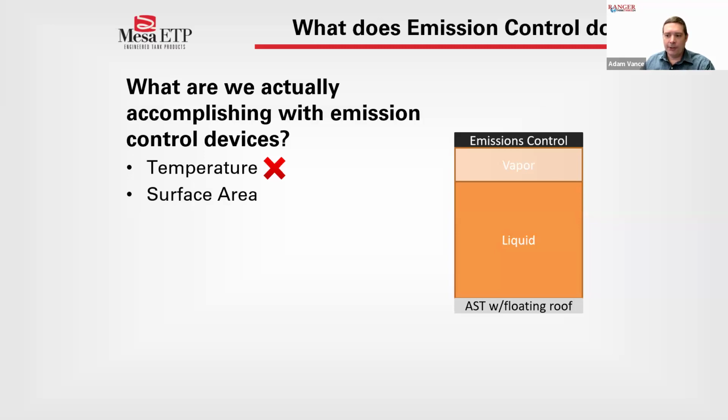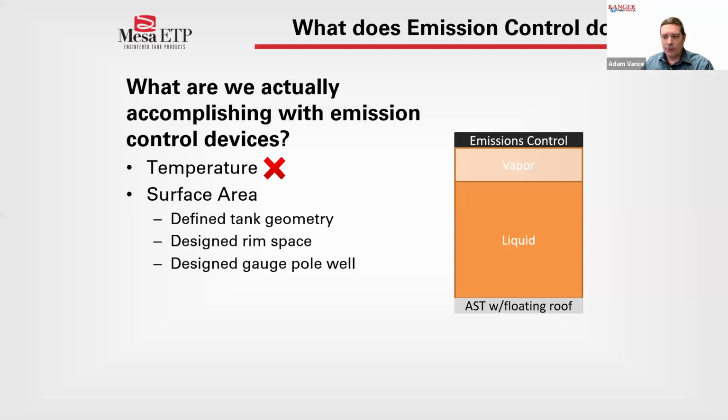When we think of surface area, the most common and effective emission control product that we have is the floating roof itself. The floating roof covers a vast majority of the surface area of that volatile product and is responsible for most of the emissions control. Beyond the floating roof, most emissions control products do not impact the exposed surface area of our stored fluids. For example, we are not eliminating the exposed surface of a gauge pole well or a column well. In North America, we typically are not reducing or eliminating the surface area of our rim space or the space between the floating roof and the tank shell.